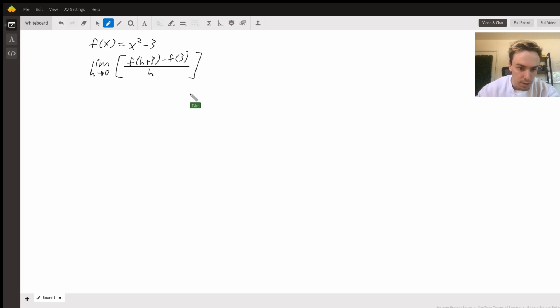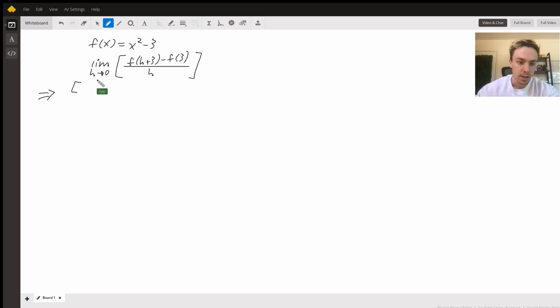Let me just check to make sure that's correct. It is correct. Okay, so the first thing we're going to do is just take our function and substitute in the h plus 3 and the 3 values. So I won't write limit as h tends to 0 here, it's just sort of implied. This will come up more in the last step. But first thing we do is we plug in for h plus 3.